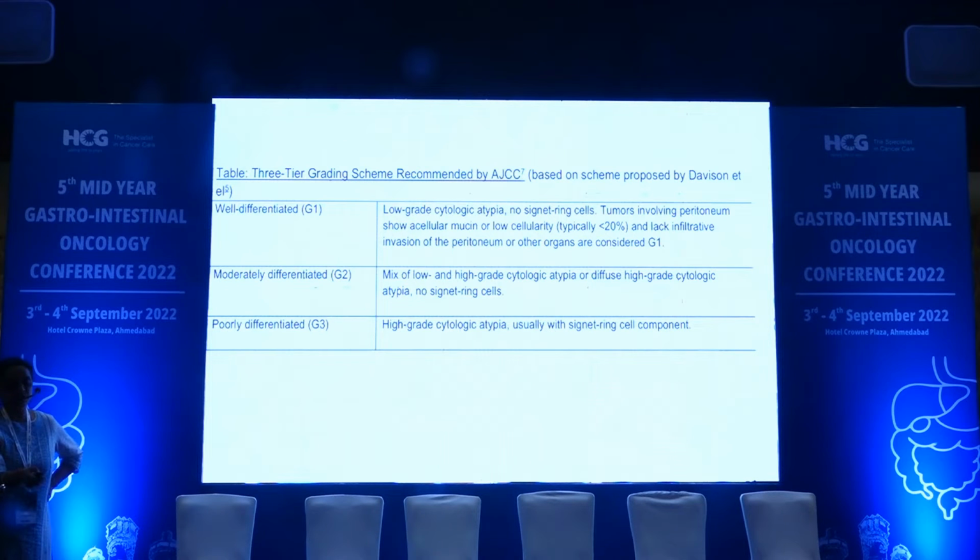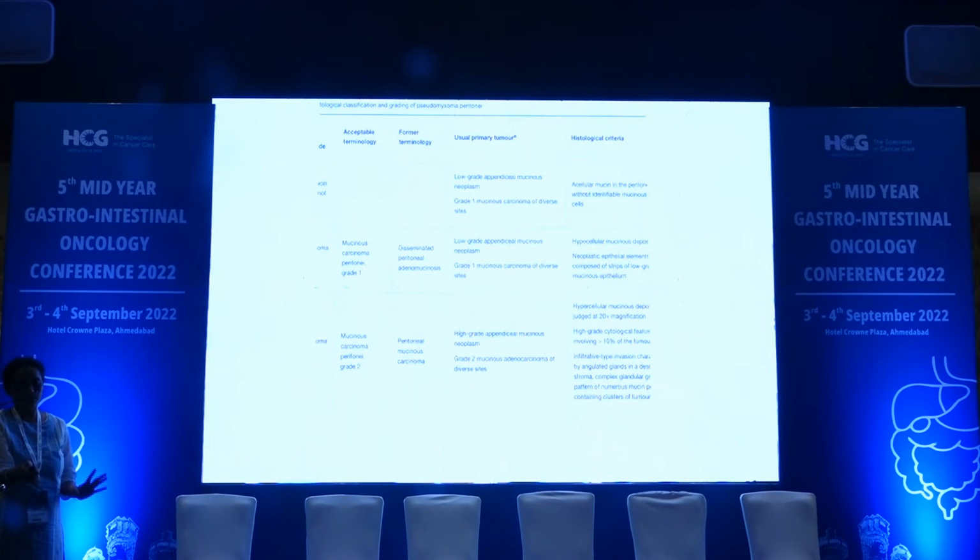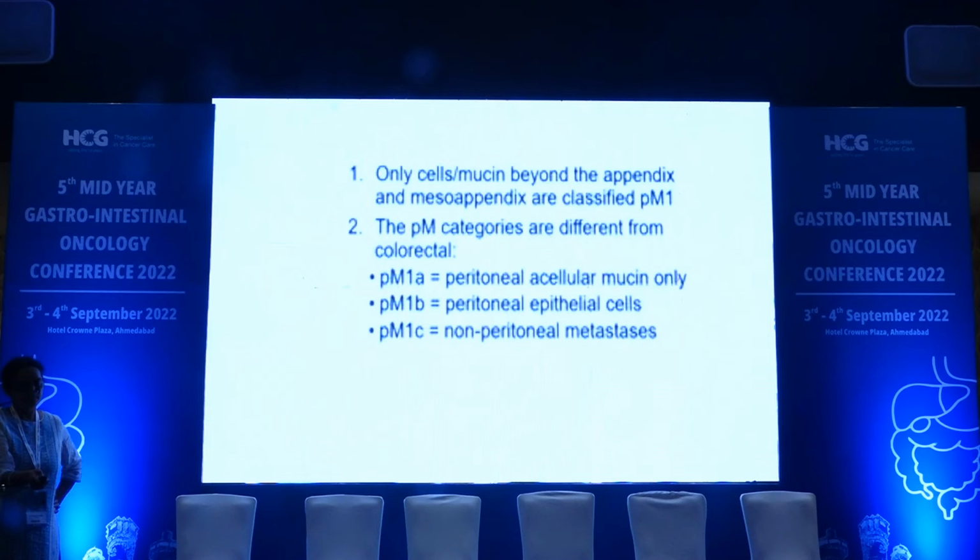So pseudomyxoma peritonei is again divided into 3 grades, as I told you. Generally, signet ring is grade 3. Destructive invasion, high grade cytological atypia without signet ring is grade 2. Low grade cytological atypia is grade 1. This is a WHO grade which essentially says the same thing.